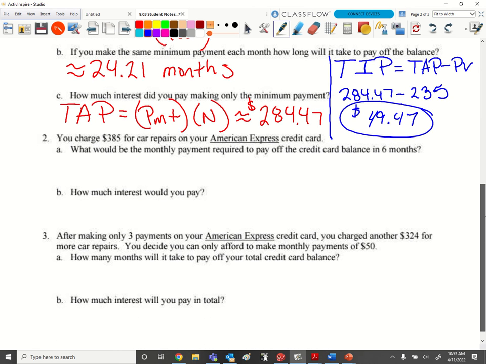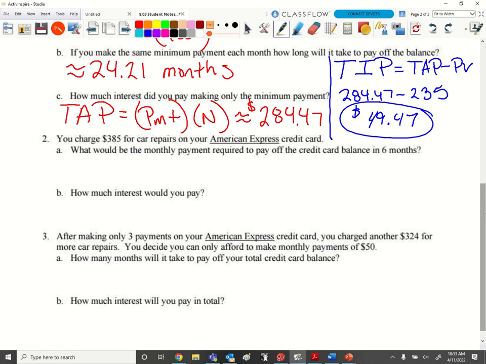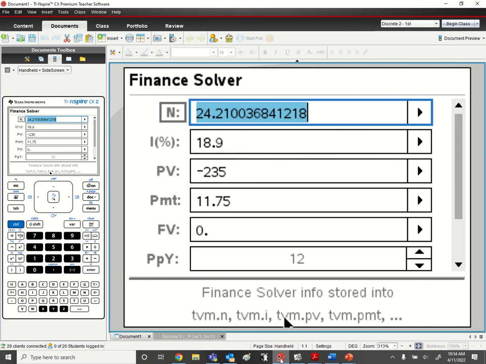Now, this next one here, we're going to take a look at number 2. Number 2 says you charge $385 for car repairs on your American Express credit card. What would be the monthly payment required to pay off the credit card in 6 months? Now, let's go back to the calculator and change some of this. So we want to calculate our monthly payment. So in 6 months, that means how many payments am I gonna make? 6, right? So I'm changing the N to be 6.